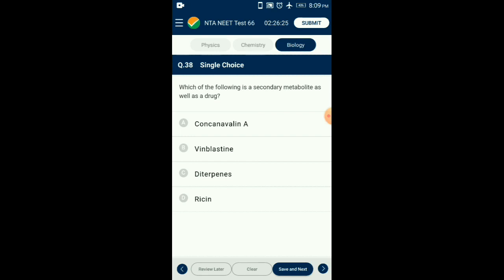Question number 38. Which of the following is a secondary metabolite as well as a drug? The production of secondary metabolites by plant cells and tissues has become an active field of study because of its potential as a source of valuable pharmaceutical compounds. Alkaloids such as the anti-cancer drugs vinblastine and vincristine are examples of such compounds, which are secondary metabolites as well as drugs. So the answer is option B, vinblastine.